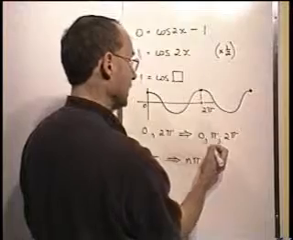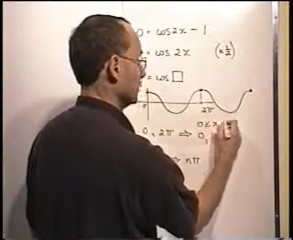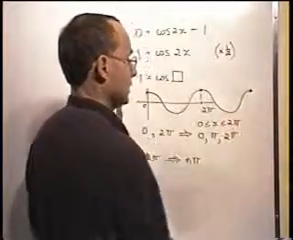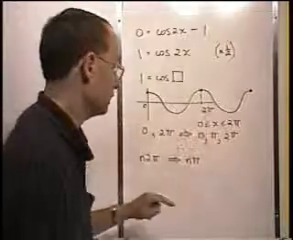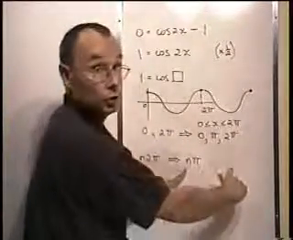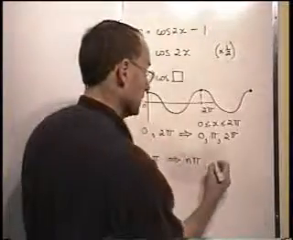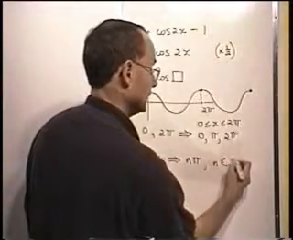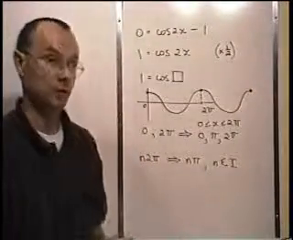So if we had said let the domain be 0 to 2 pi, then we would find the solutions are 0, pi, and 2 pi. If, on the other hand, we wanted all solutions, or the general solution, then we would say n times pi, where n is an element of the set of integers. And that would give us our solutions.